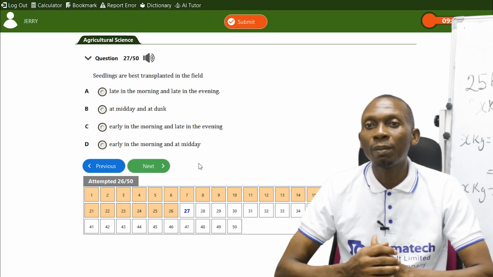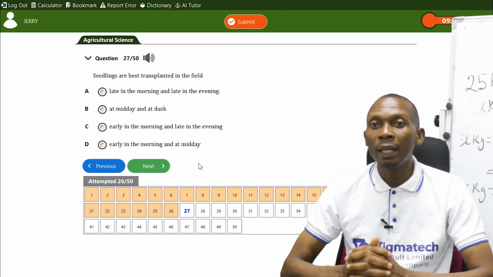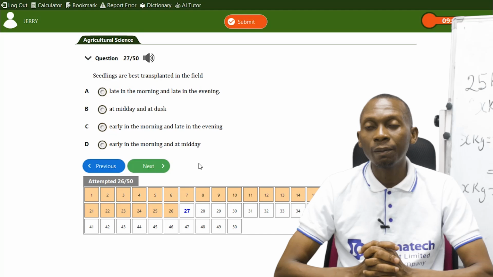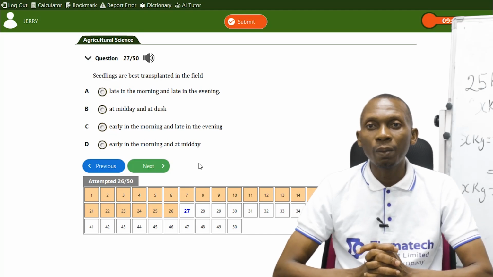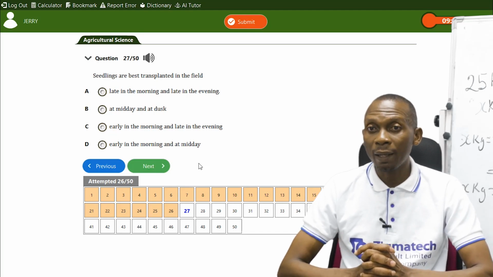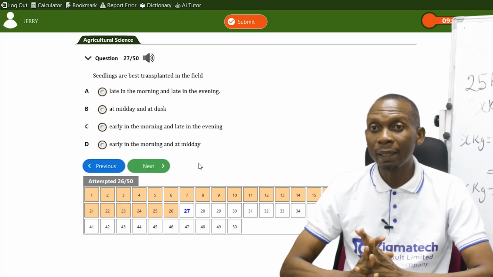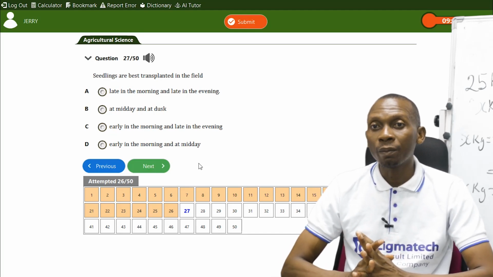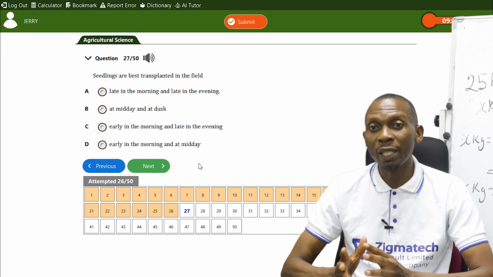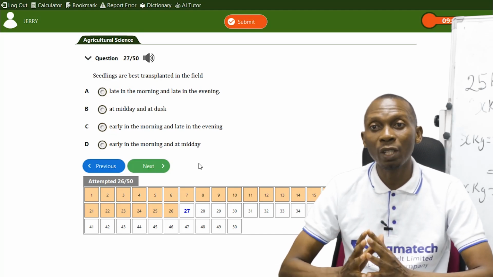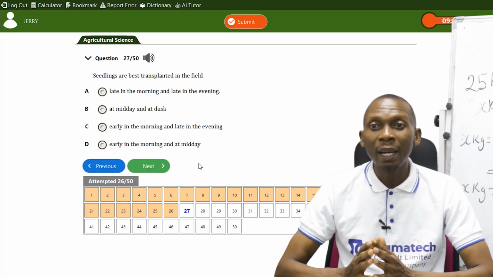Now, seedlings are best transplanted in the field late in the morning and late in the evening. No, because you have to consider the weather at the point of transplanting, which could add additional stress to the plant. So the best time to transplant is in the morning and late in the evening.